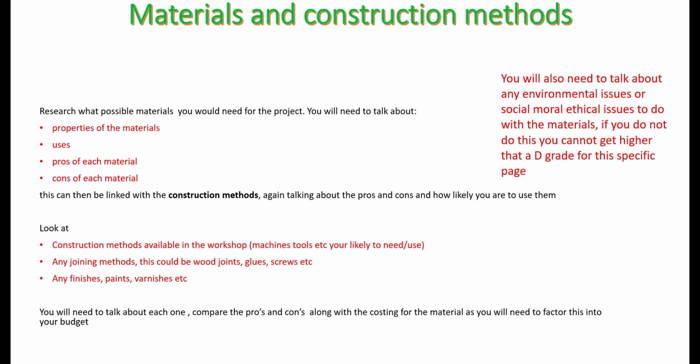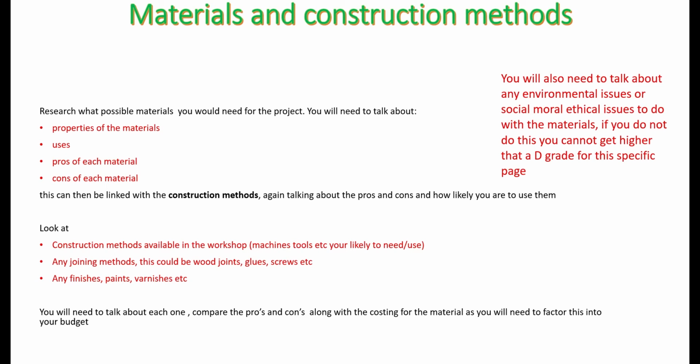If you don't talk about the environmental issues, it says over here, you can't get past a D grade because you have to consider the wider issues to do with the materials that you're using. Things like costs. Materials databases that we use don't have costing on there, but what you can do, typical places to look are things like Amazon, Coverts, B&Q, those sorts of places.